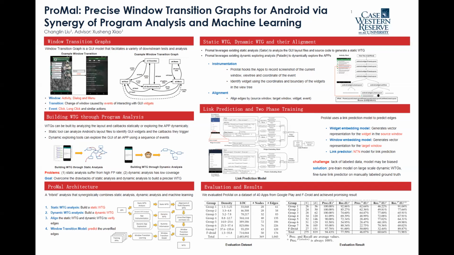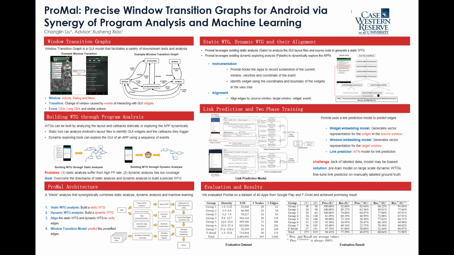We meet a challenge here: this model requires a large amount of data as it has a large number of parameters, but we don't have enough labeled data. All we can use is a large number of dynamic WTGs collected by the dynamic exploring. But if we only train this model on this dataset, it will be biased towards the edges that can be easily discovered by dynamic exploring. So we use a two-phase training here. First, we pre-train the model on large-scale dynamic WTGs, and then we freeze the embedding models and only fine-tune the link predictor on a small number of manually labeled ground truth.